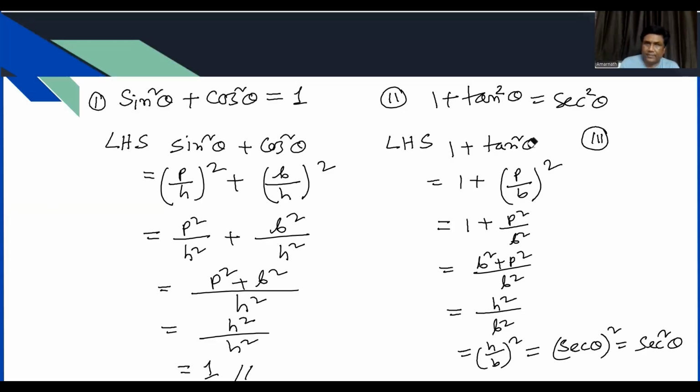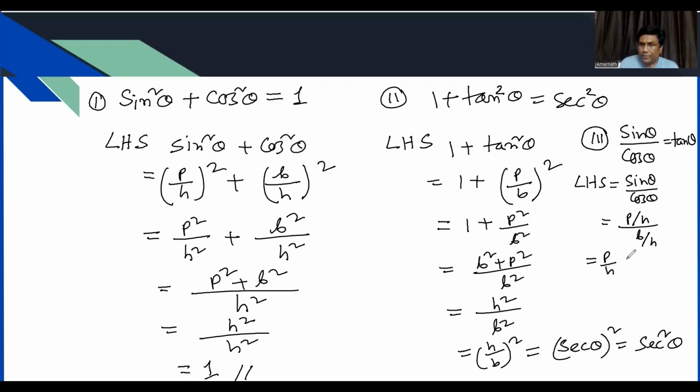that sine theta divided by cos theta is always tan theta, always. How do you see? Left hand side is what? Left hand side is sine theta by cos theta, okay? Now sine theta is what? Sine theta is perpendicular by hypotenuse. Cos theta is what? Base by hypotenuse. So I can write it as perpendicular by hypotenuse divided by base by hypotenuse.